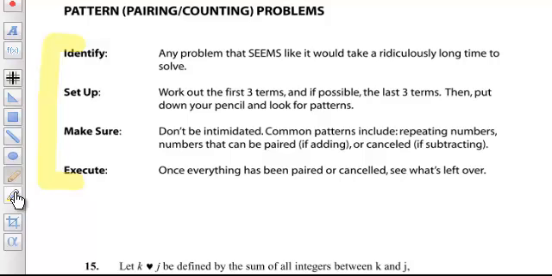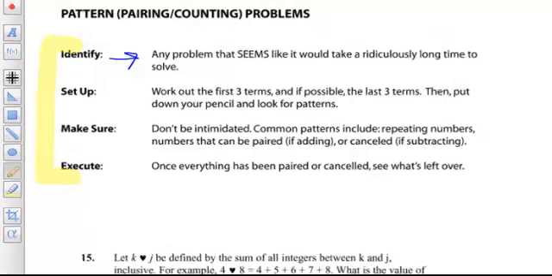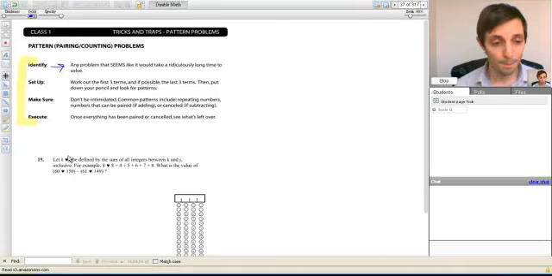Well, this is what we call a pattern problem, or pairing or counting problem. How can you identify these? Well, any problem that seems like it would take a ridiculously long time to solve. For example, in number 15, we're dealing with not only a pattern problem, but we're dealing with what we call a weird symbol function, right? This heart is just a weird symbol. It has no meaning in normal math, but the problem assigns it meaning, right?